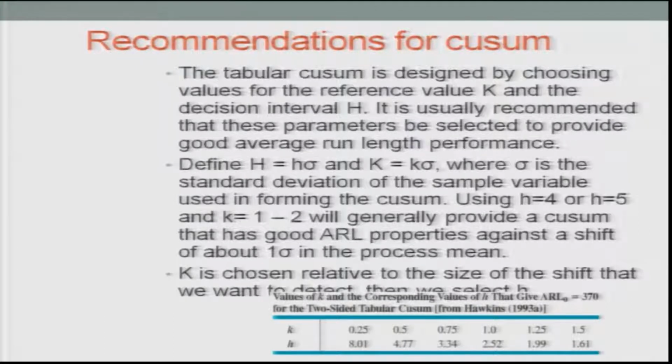So, a few values of small k and corresponding values of small h, which are chosen for a two-sided tabular CUSUM chart, are as follows. For small k being 0.25, small h is 8.01, for small k value of 0.5, small h is 4.77, so on and so forth. So, for small k value of 1.5, h value would be 1.61, and all these combinations can be utilized.